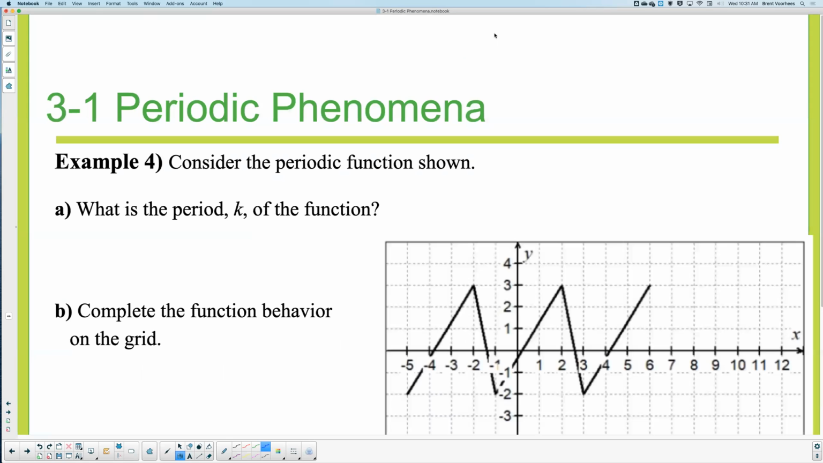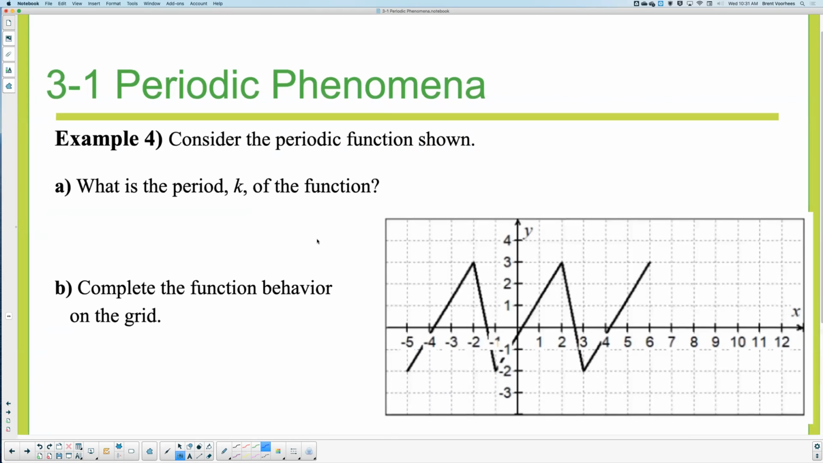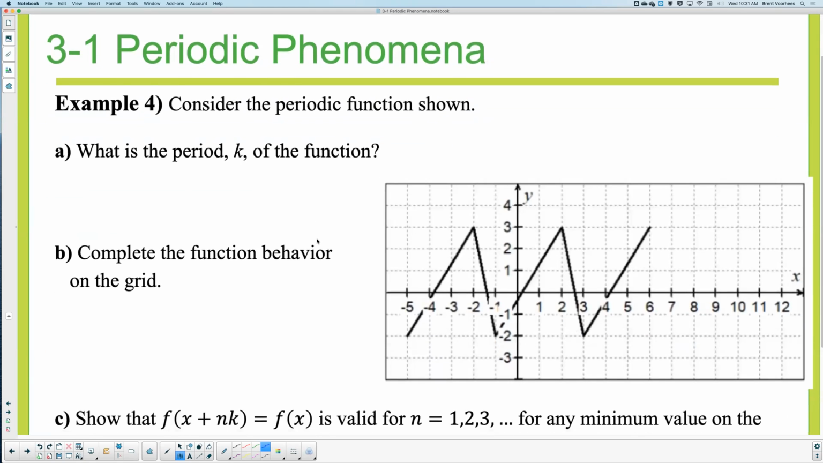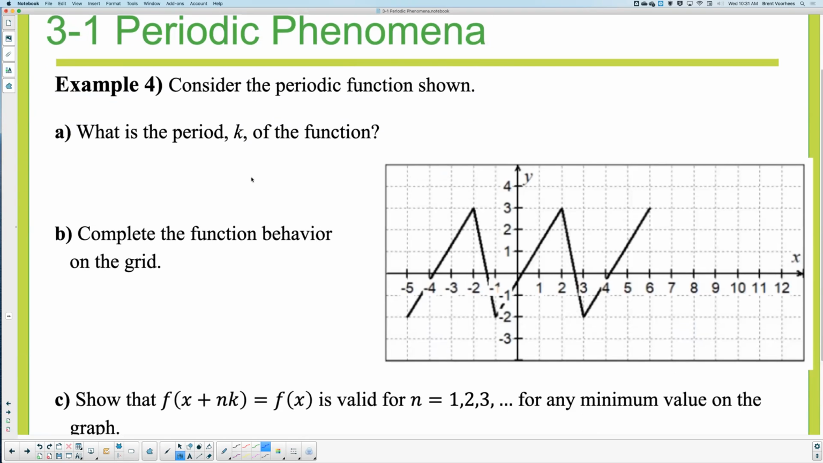All right, let's look at example 4 here. It says, consider the periodic function shown. What is the period K of the function? Now, what's the easiest way to determine the period? Find a maximum to another maximum, labeling a cycle right there. That will be the distance of 1 period, or you could say it's 1 complete cycle there.